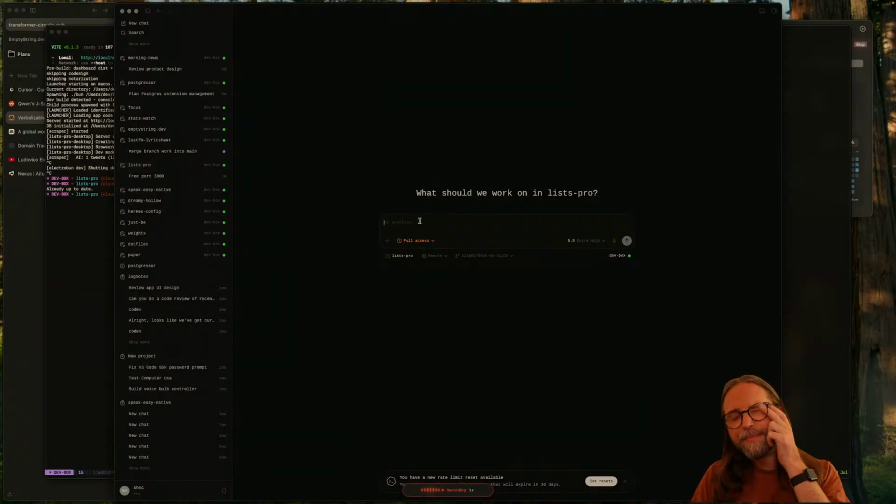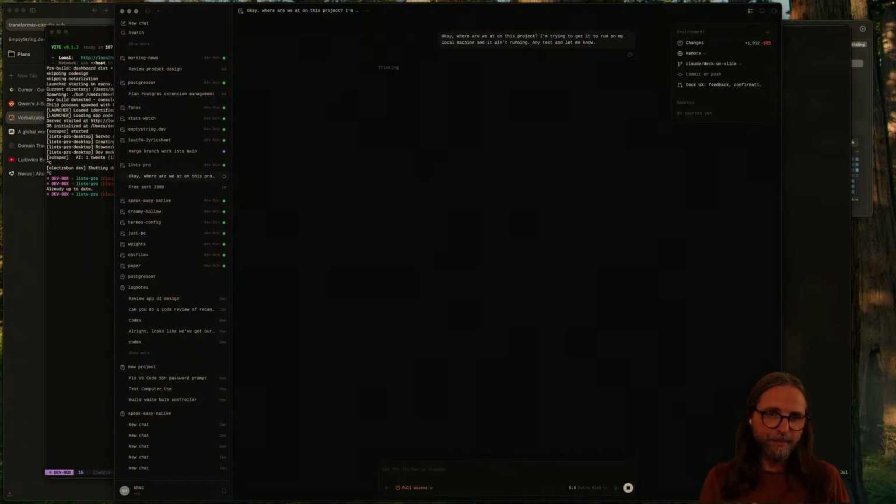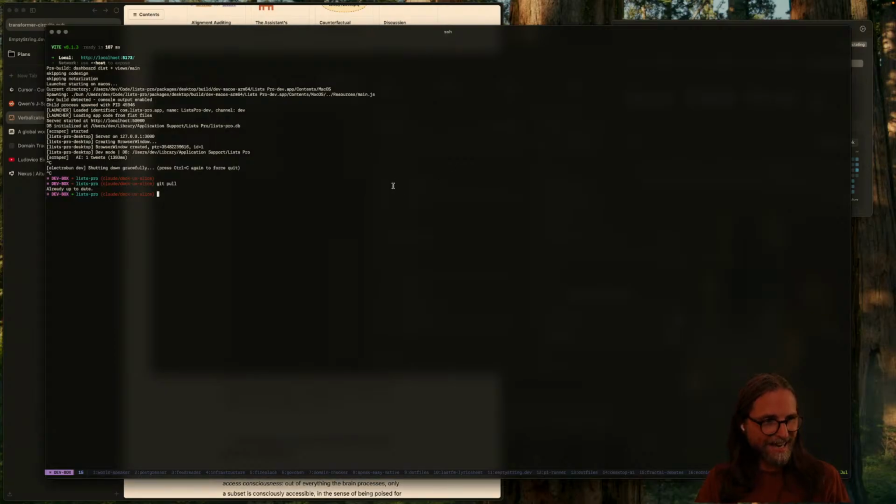Okay, where are we at on this project? I'm trying to get it to run on my local machine and it ain't running. Can you test and let me know? I don't even look at the bugs now. I'm just like, dude, it isn't running. Can you fix it for me? Crazy. Atrophy my brain, why don't you?